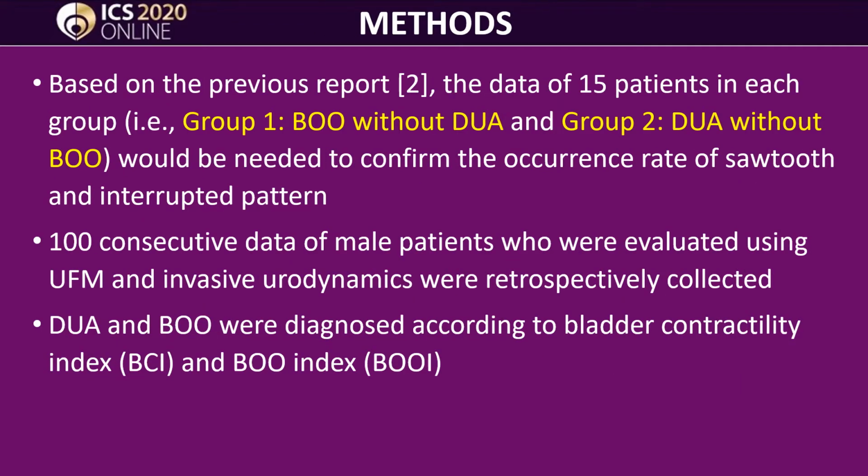So we collected the data of 100 patients who were evaluated using uroflowmetry and pressure flow study. Obstruction and detrusor underactivity were diagnosed based on BOO index and BCI.